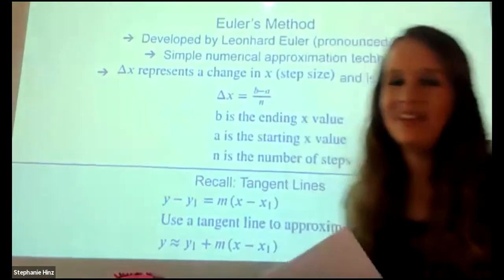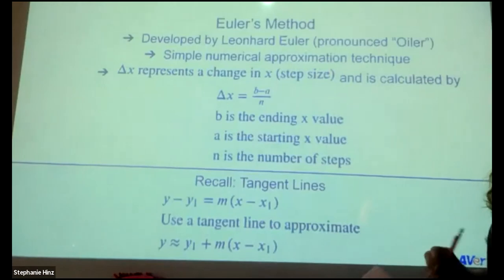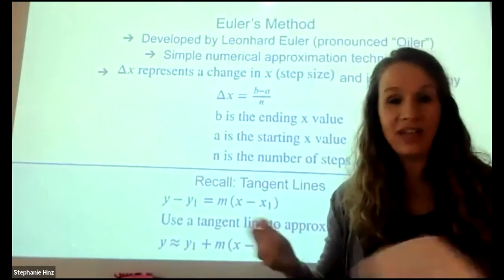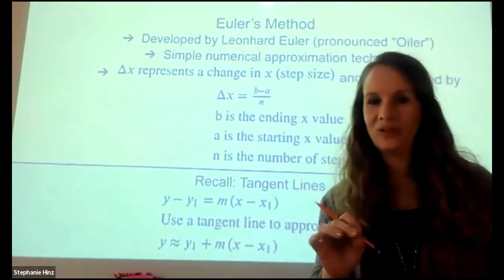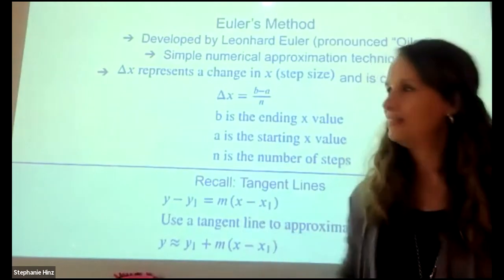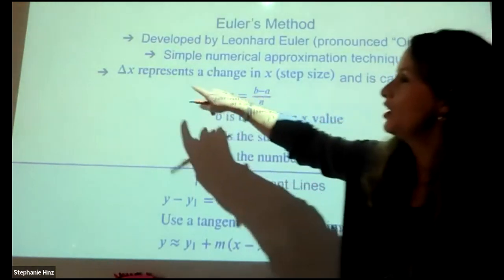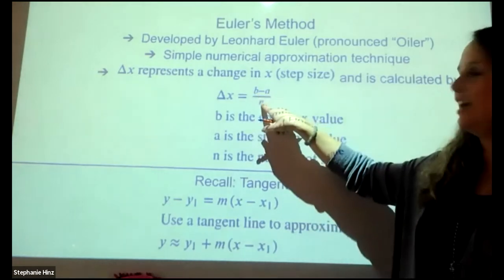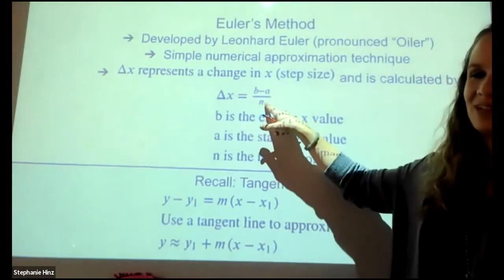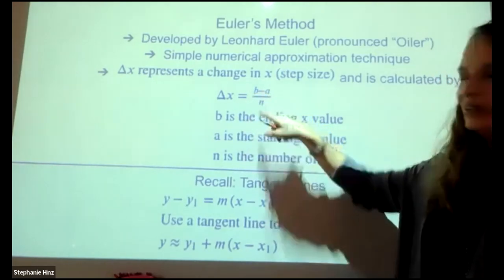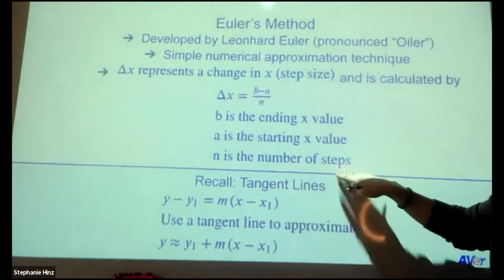All right, so Euler's method. This is a very simple numerical approximation technique. If you can write a tangent line, then you can do Euler's method, okay? It's just writing tangent lines and substitution, that's it, all right? We need to know a couple of things. Our delta x is going to represent a change in x, which is going to be our step size, and it's going to be calculated by b minus a over n. You're going to encounter this multiple times if you haven't already. End point minus starting point divided by the number of changes, so the number of steps.